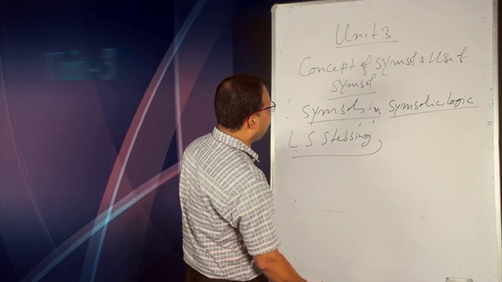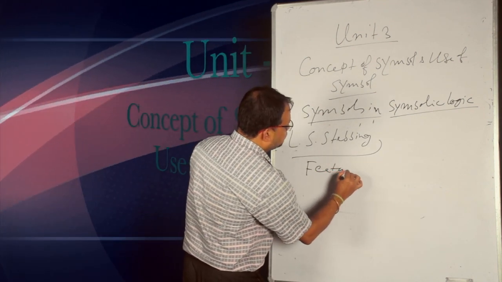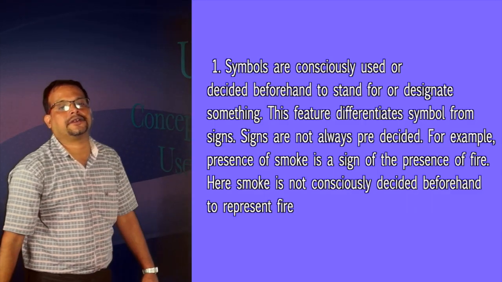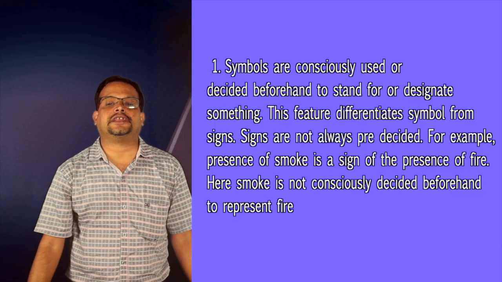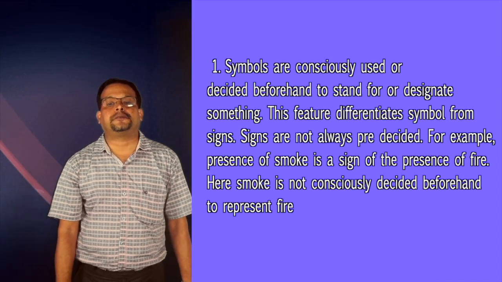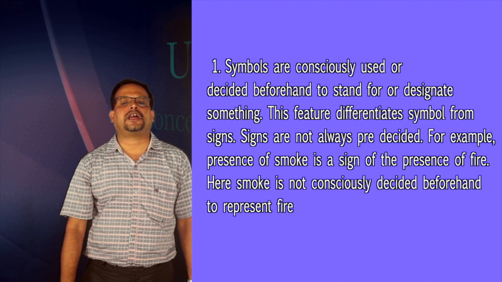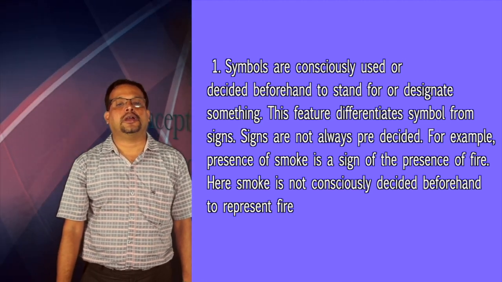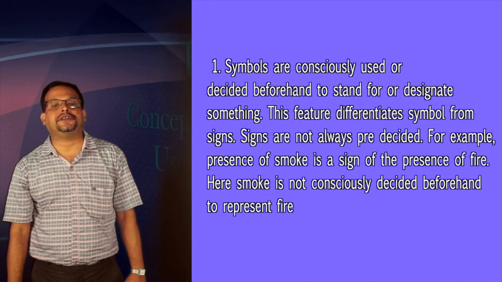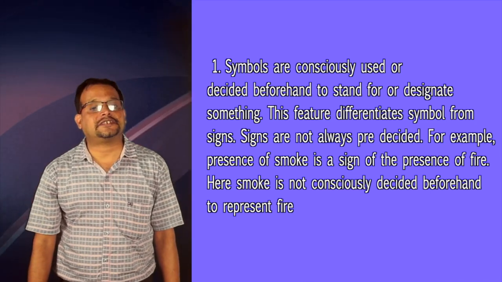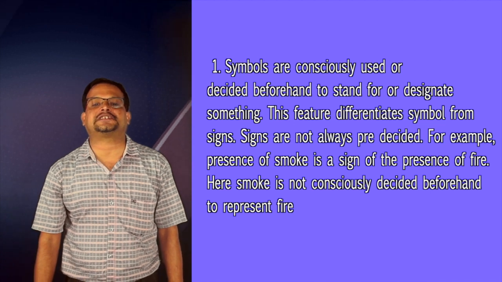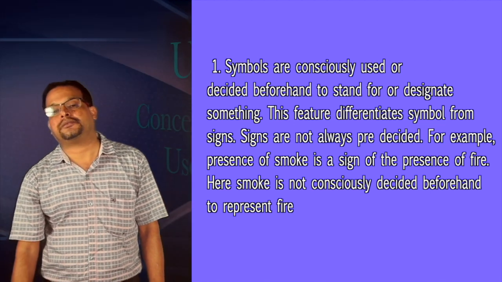So, dear learners, there are some features of symbols. First, symbols are consciously used or decided beforehand to stand for or designate something. This feature differentiates symbols from signs. Signs are not always pre-decided. For example, the presence of smoke is a sign of the presence of fire. Now, dear learners, you see, smoke is a natural sign, not an artificial sign. That's why smoke is not consciously decided beforehand to represent fire.